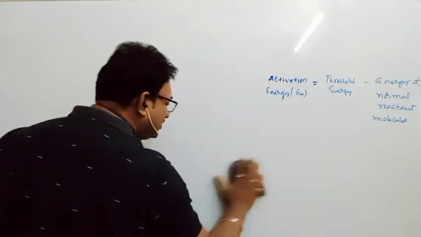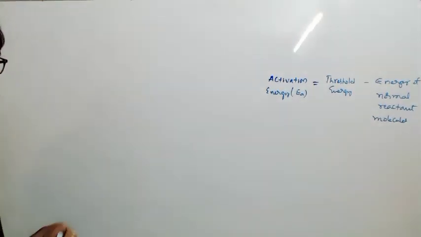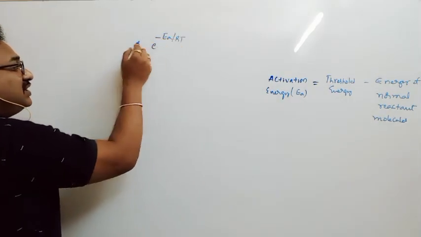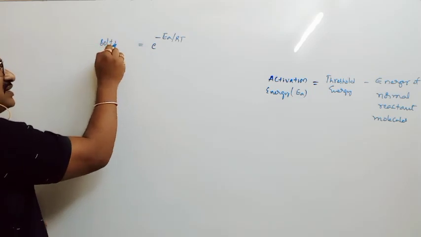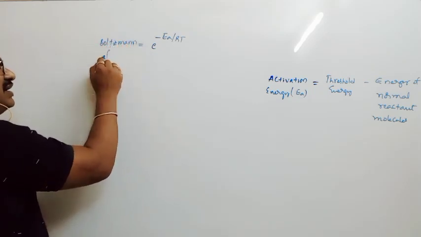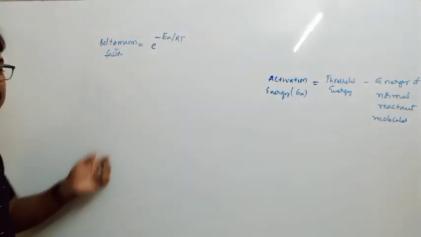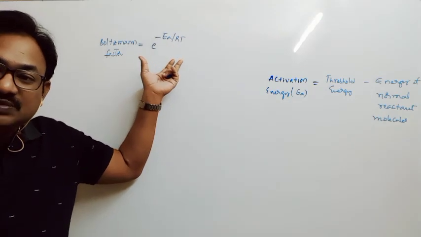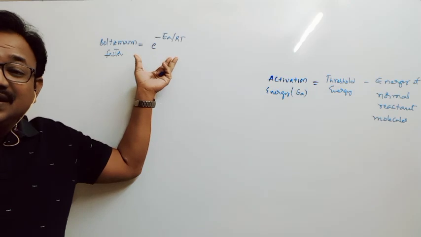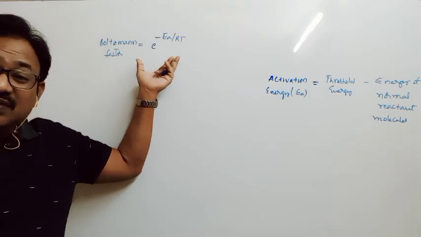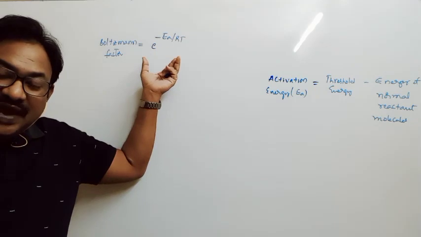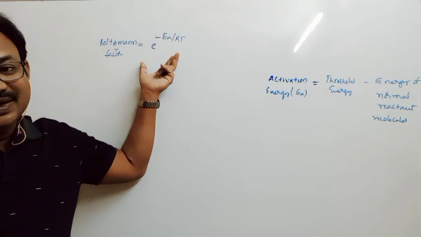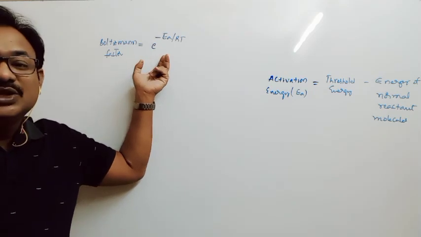But actually, these collisions are very few. These collisions are represented by a factor, exponential power minus Ea by RT. So this is called the Boltzmann factor. It indicates the number of fruitful collisions. It indicates the fraction of active molecules, which is always less, when compared to the total collisions. Fraction of active molecules is represented with this factor. We call it the Boltzmann factor.